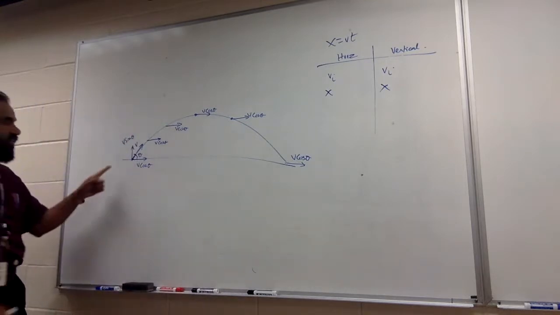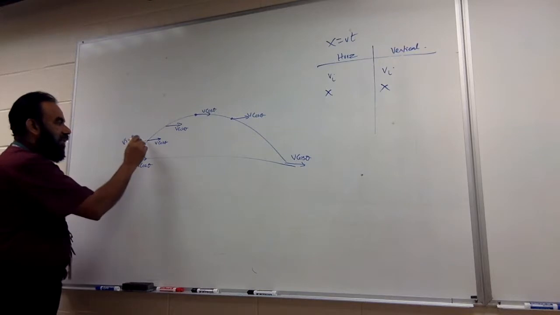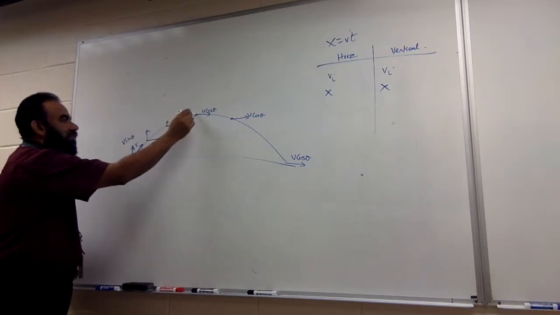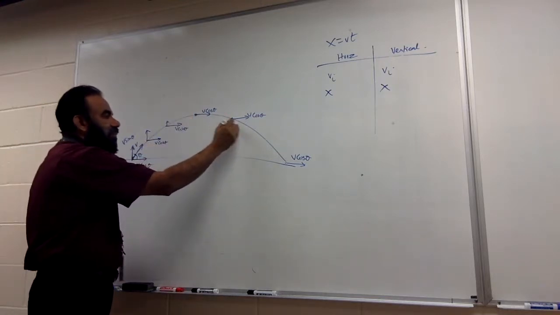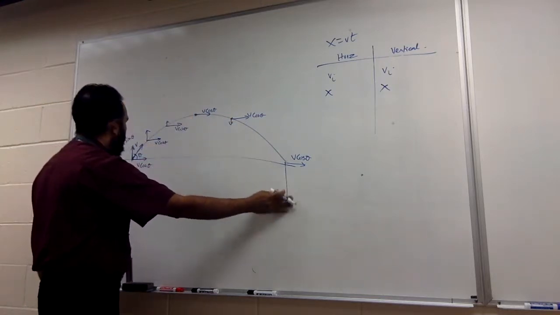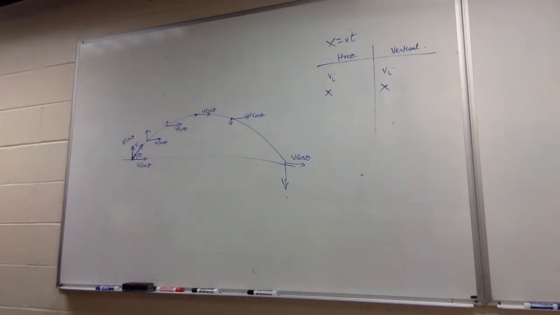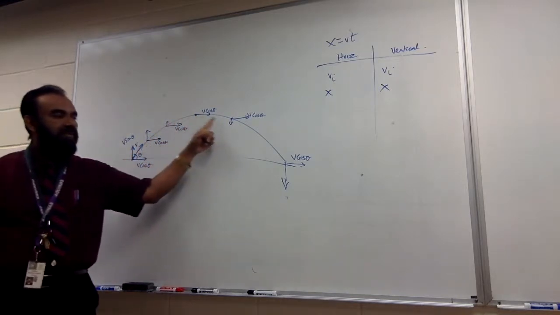The vertical velocity is v sine theta. This is the highest vertical velocity. And now next moment it actually reduces. What is it here? 0. And then it turns around. And then finally. So what is going on with the horizontal velocity? It stays the same.